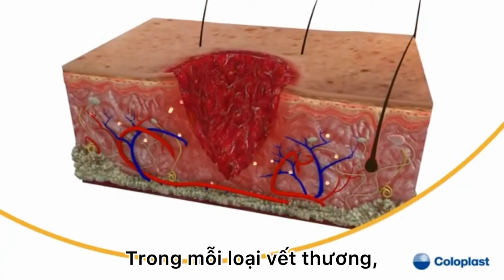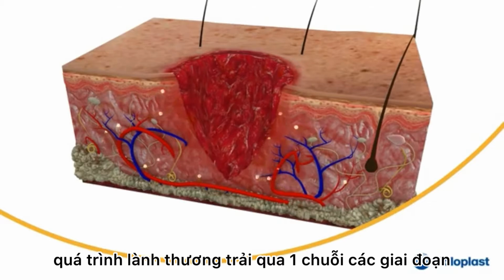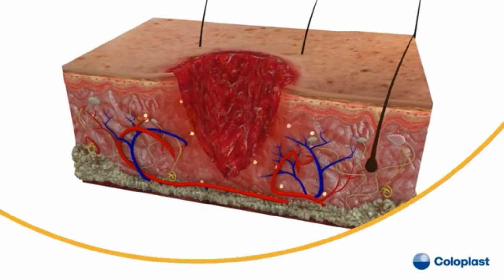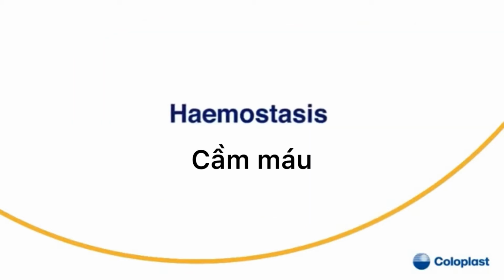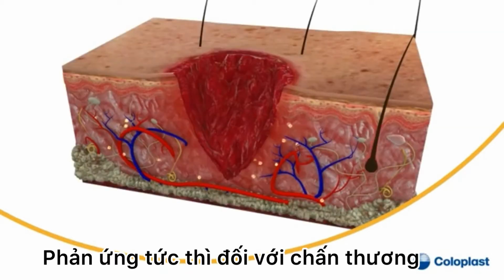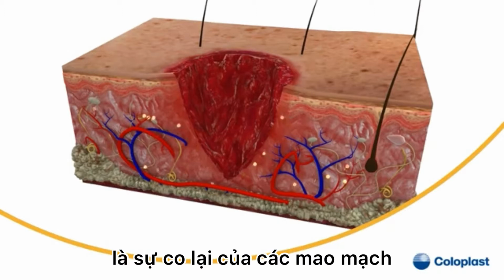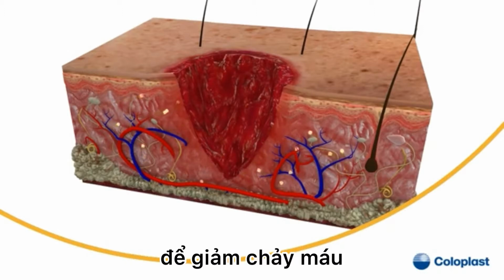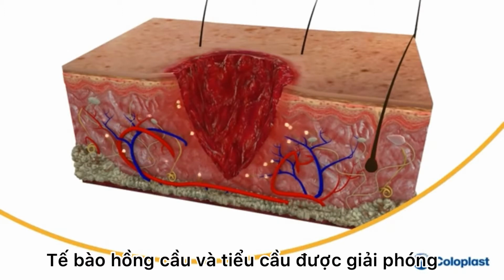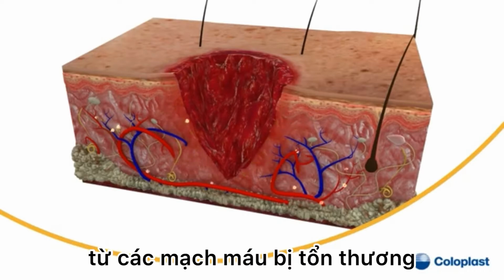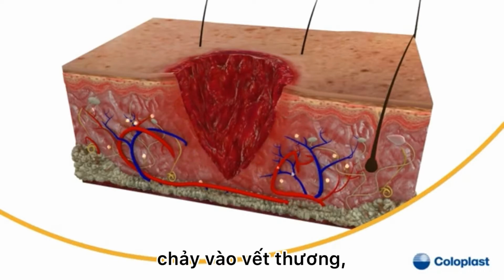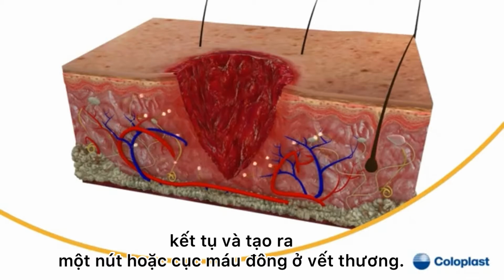In every wound type, the healing process runs through a cascade of phases, which partly overlap in time. The immediate reaction to injury is a contraction of the capillaries to reduce bleeding. Red blood cells and platelets released from damaged blood vessels flow into the wound, aggregate, and produce a plug or clot in the wound.